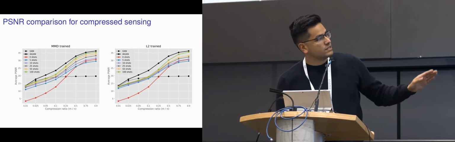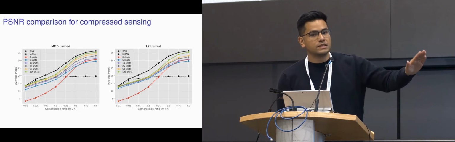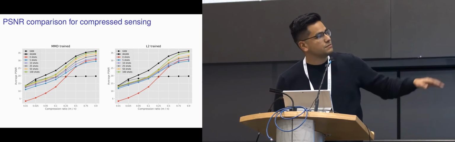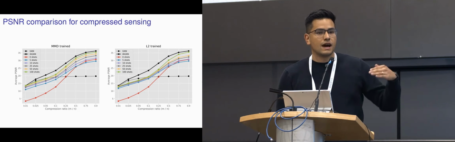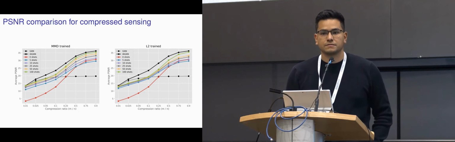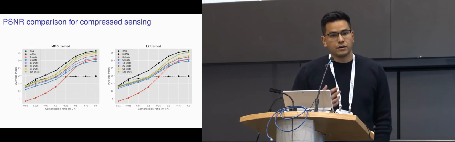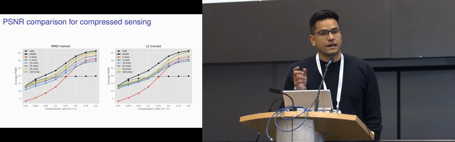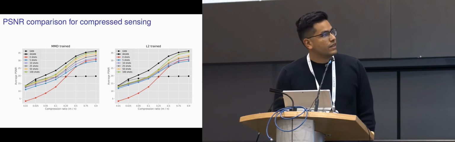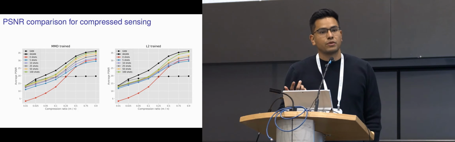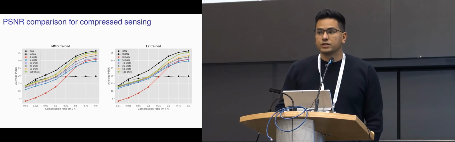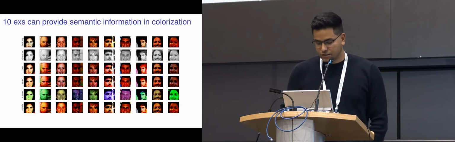And we see similar phenomena for both MMD and L2, but the MMD seems to be more consistent in terms of the actual increase in performance that we see. This is for the compressed sensing problem, where that matrix A has random Gaussian entries. And then we also looked at what happens if you do another problem that requires some information about the data, like colorization.